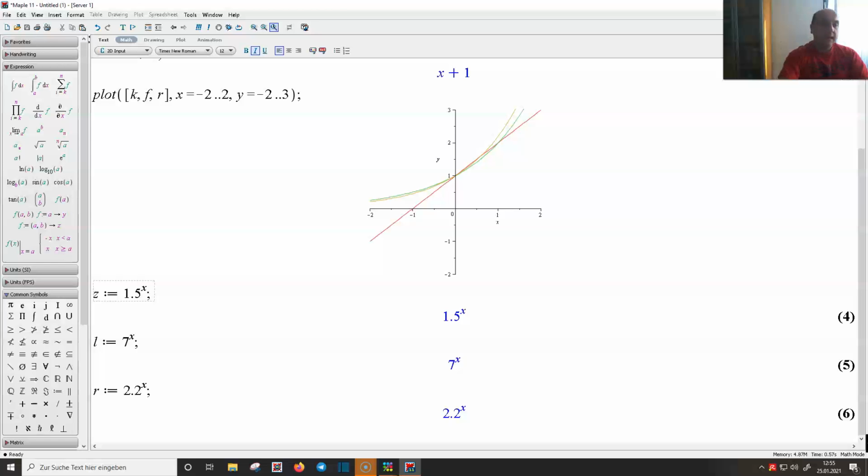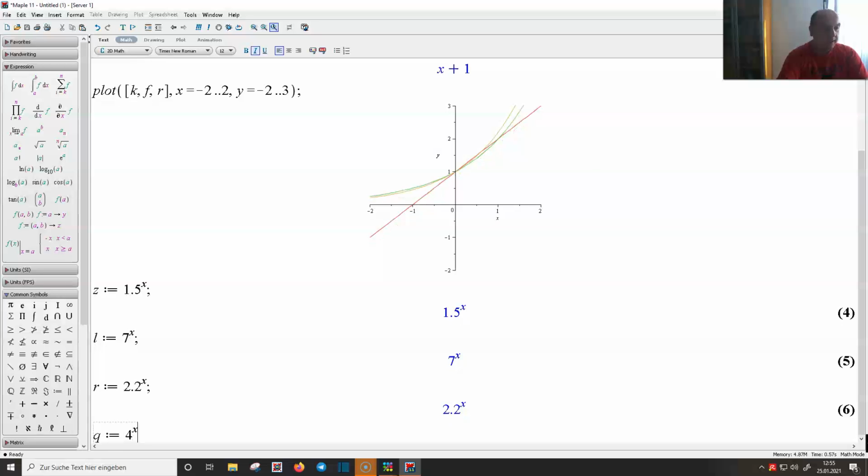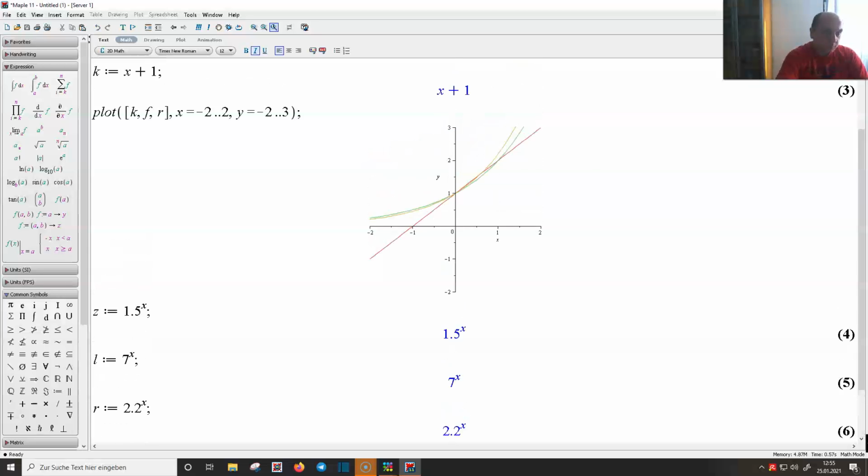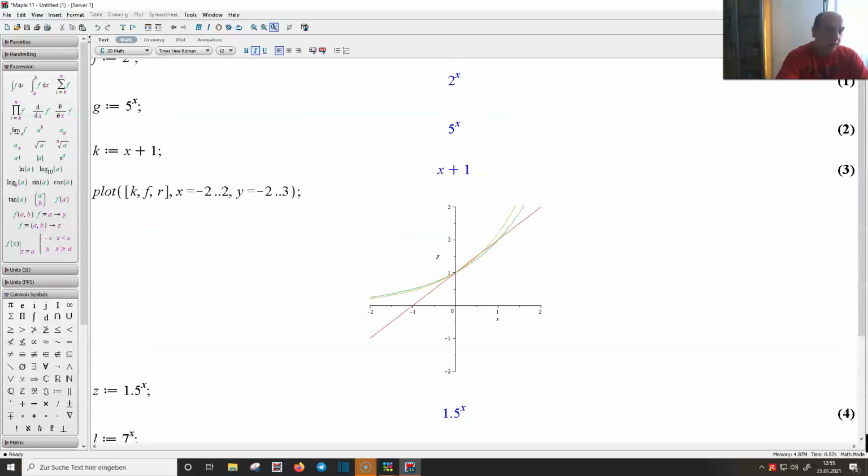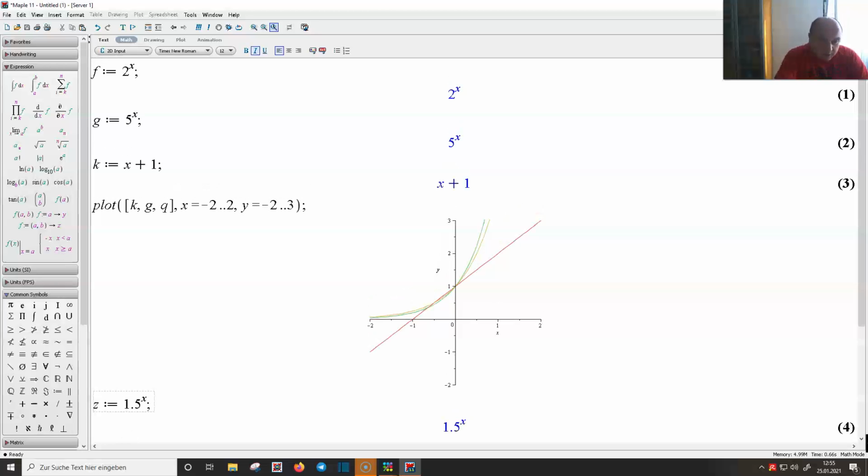All right? And what will happen, now let's do it again, let's define q, which is 4 to the power of x. What will happen here? Well, k is still our x plus 1, let's say g and q. G and q we want to have. Well, you see now this is g and this is q to the power of x, and you see q is moving slightly closer to 0, 1.